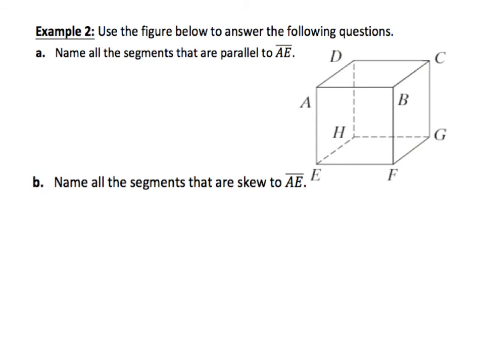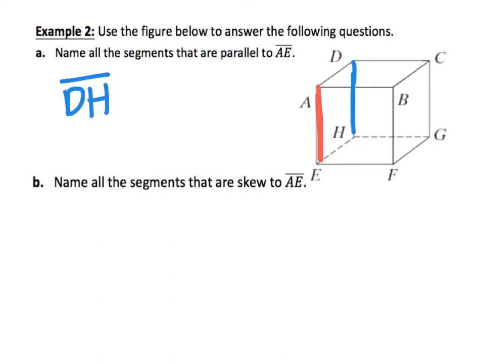Example 2 says use the figure below to answer the following questions. Name all the segments that are parallel to AE. All right, I'm going to go ahead and just draw over AE so we know what we're looking at. AE is this segment here, and we need anything parallel to it. Remember, that means it has the same slope. They run in the same direction and they'll never cross. The first one I notice is this guy here, DH.